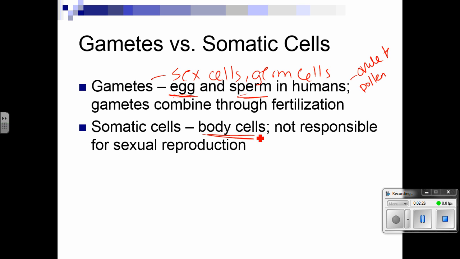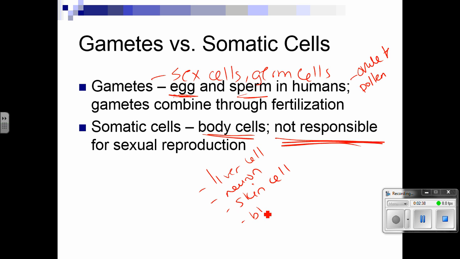Somatic cells are body cells. This is anything that is not responsible for reproduction. So a liver cell, a neuron, a skin cell, we could go on and on. Blood cell, muscle cell, on and on. So anything that's not responsible for reproduction is called a somatic cell.